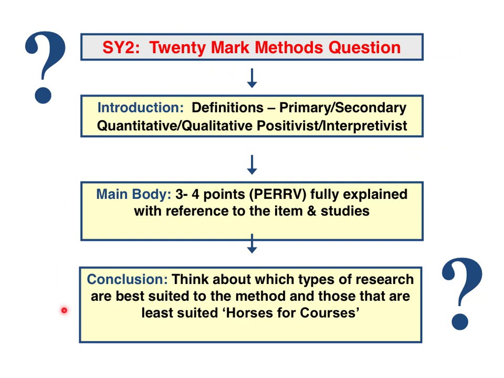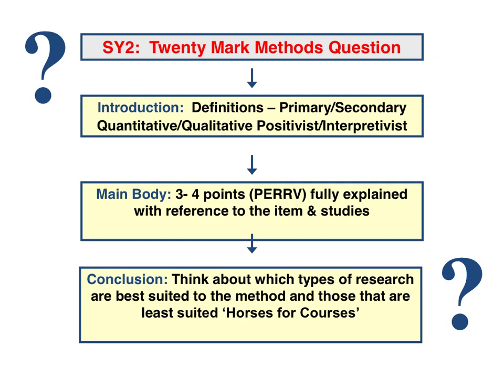And then write your conclusion. And when you're writing your conclusion, don't write something bland like "this method has both advantages and disadvantages", because that is obvious. Instead, think about which types of research are best suited to the method that you've discussed and those that are least suited. So horses for courses, that's the idea that a research method suited for one job may not be suited for another job.